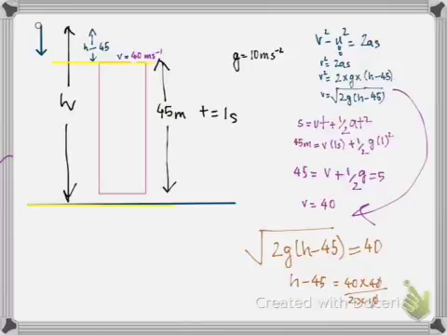So 10 gets cancelled, 2 and 2 gets cancelled, 80. Therefore h we have is equal to 125 meter. Therefore using this simple two equations we could find the value of h which we needed to find. Now there is another question.